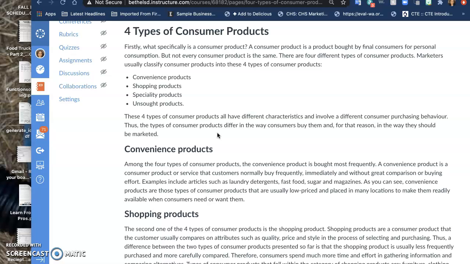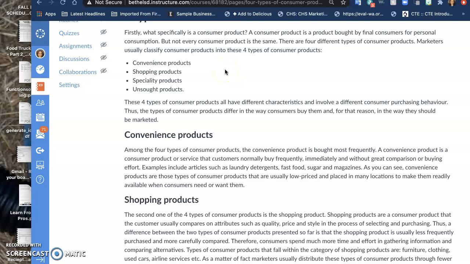These four types of consumer products all have different characteristics and involve different consumer purchasing behavior. Thus, the types of consumer products differ in the way consumers buy them, and for that reason, in the way they should be marketed.